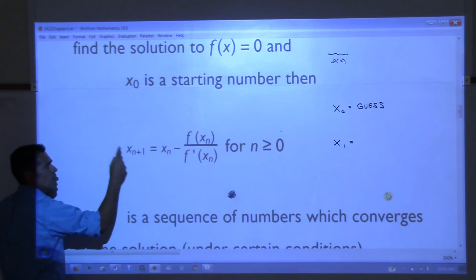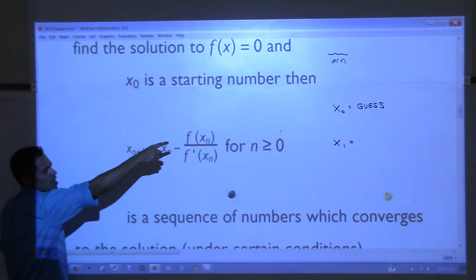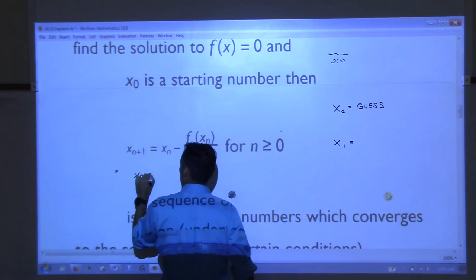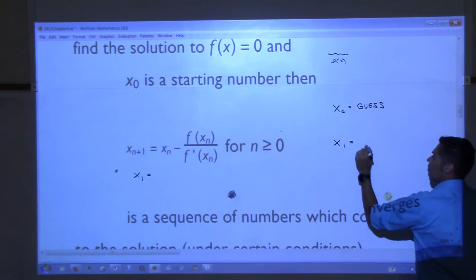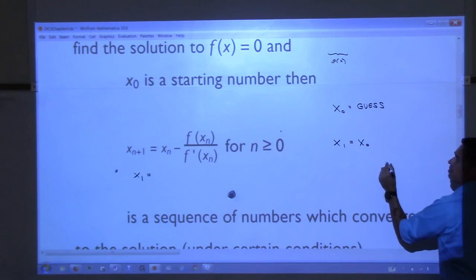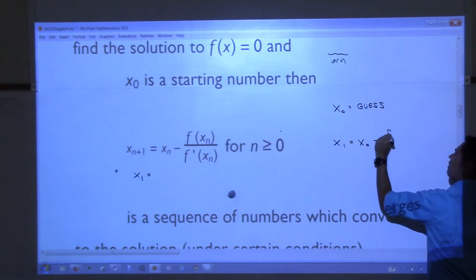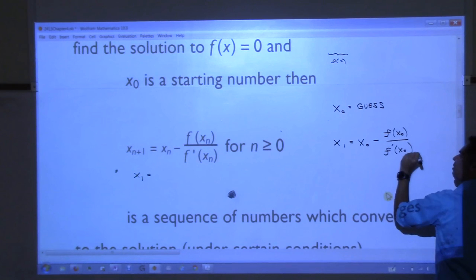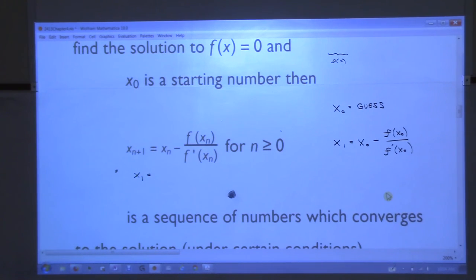So we know what our guess is. The next one after that, x sub 1, would be equal to x sub 0, that's our guess, minus f of x sub 0 over the derivative at x sub 0. So we take our guess minus the function at the guess over the derivative at the guess. This will give us a new number, some numerical value. That'll be x sub 1.